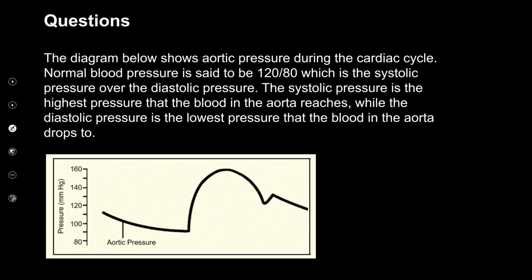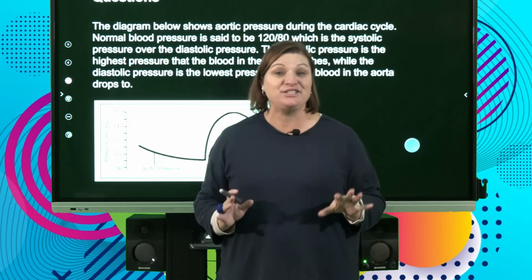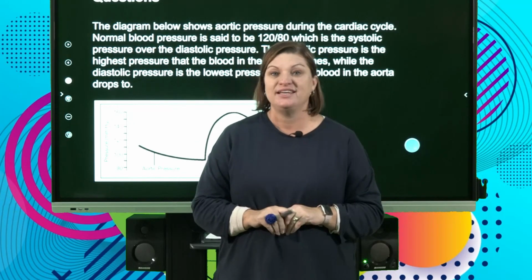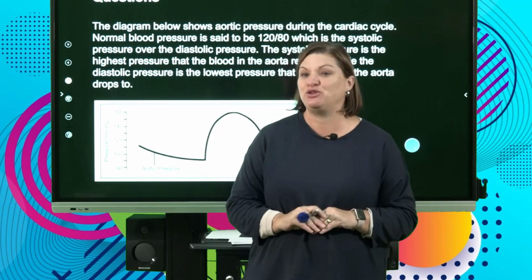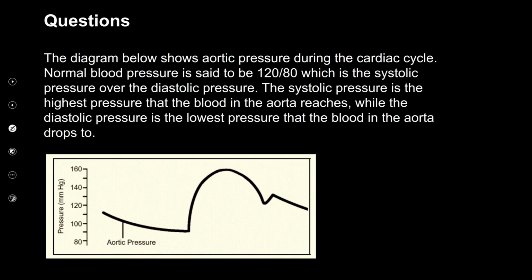Okay, this is quite a tricky question that I've given to you, but it's related to blood pressure. As I said, it's quite a tricky one, so let's see if we can work through it, even if we just work through the first question. It says the diagram below shows aortic pressure during the cardiac cycle. A normal blood pressure is said to be 120/80. So have a look, around about here. That would be a normal blood pressure.